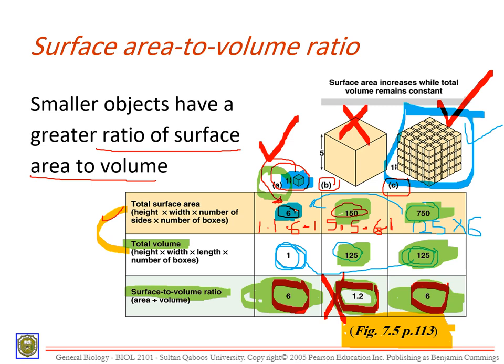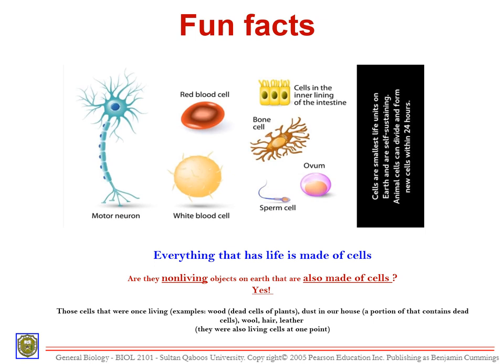All right, everything that has life is made up of cells. We said that cells define life, and cells are the smallest unit of life that exists. Anything smaller than the cells is not considered alive. The cells are the smallest life units on Earth, and they are self-sustaining. Animal cells can divide and form new cells within 24 hours.